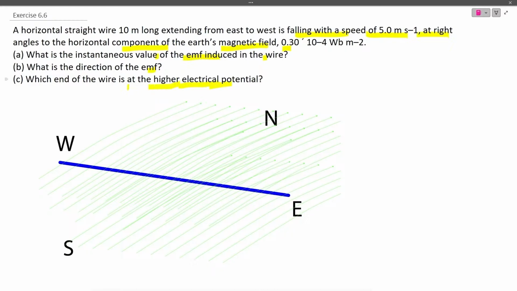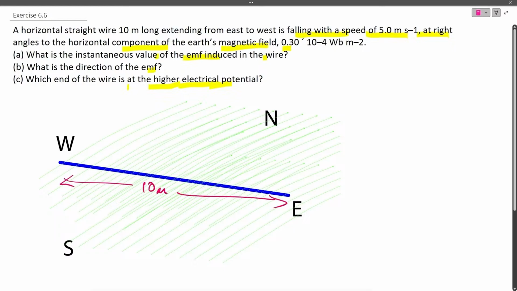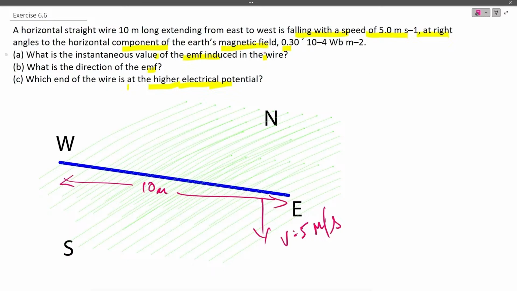So in this question, it has been given that a wire of 10 meter in length, let us assume that this is 10 meter in length, is falling down with a speed of 5 meter per second, and it is subjected to a uniform magnetic field of magnitude 0.30 into 10 to the power minus 4 Weber per meter square. Now we have to find out what is the induced value of EMF in this wire.